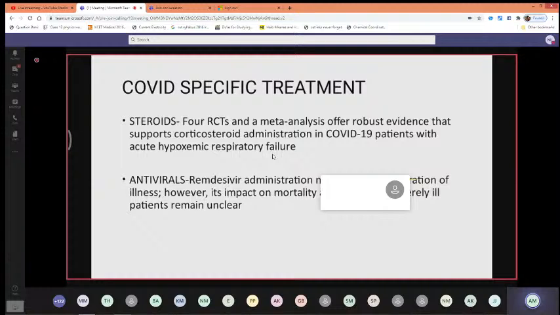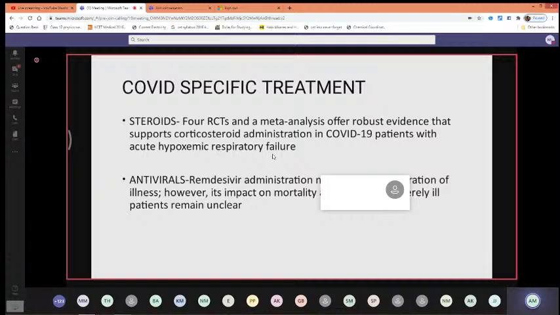So now, a very important thing in the end, what I would like to stress is COVID-specific treatment. As I was telling you, steroids are possibly the game changers. The only thing which evidence has shown to be very useful is steroids, like 4 randomized control trials and a meta-analysis of robust evidence that steroid administration in COVID-19 patients with acute hypoxemic failure has improved mortality and ventilator-free days. The RECOVERY trial used dexamethasone 6 milligram. We can use any other steroid like methylprednisolone at equivalent doses.